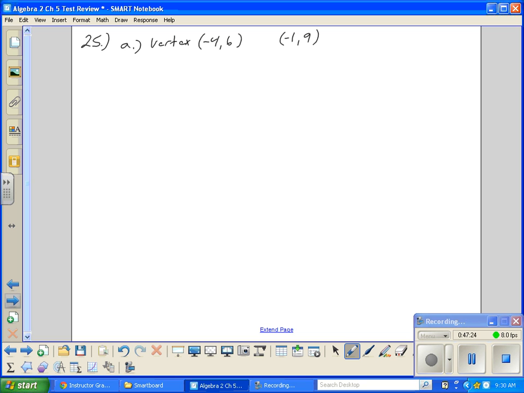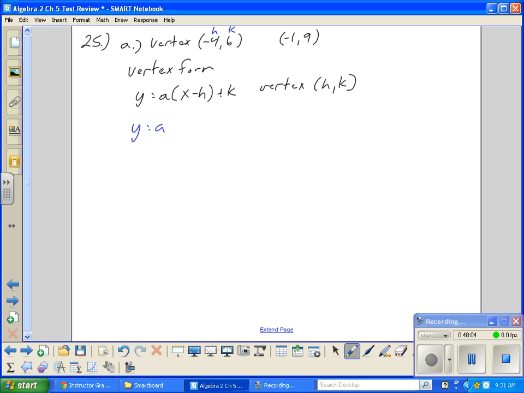So they give us a vertex, so that should lead us to think of vertex form, which is y equals a times x minus h squared plus k, remembering that the vertex is the point h, k. So since they give us a vertex, we know that the h value is the -4, the k value is going to be the 6, so I can plug those in and get most of the equation right off.